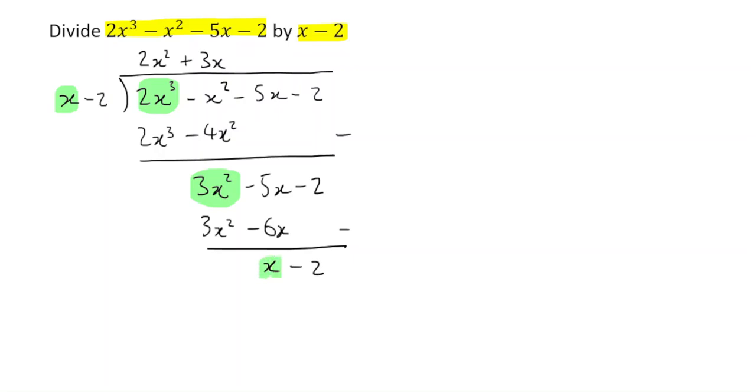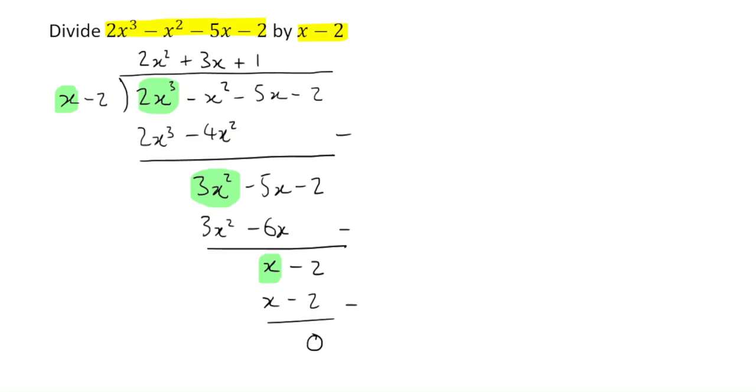And then lastly, we've got x there. And we divide that through by x, which is going to give us 1. And so we take that 1, we multiply it by x minus 2, which is going to give us x minus 2 there. We subtract that off, we get 0.